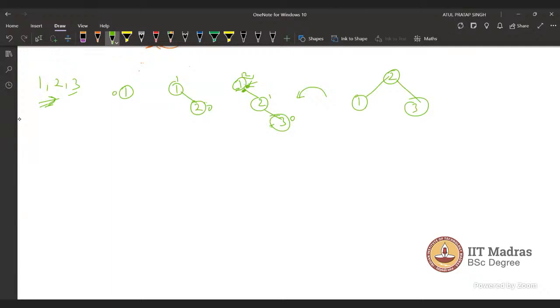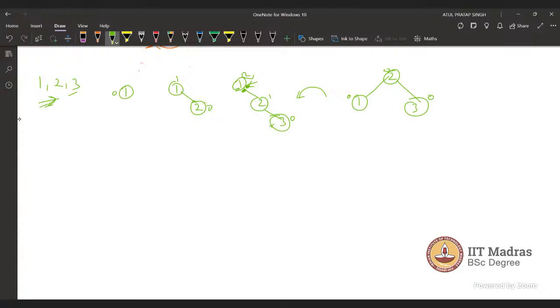So now it becomes a balanced tree. If you check the balance factor, it will be 0, 0, and 1 minus 1 is 0. So now it has become balanced. That is the first type of rotation.